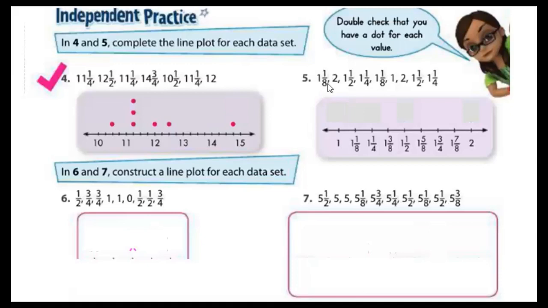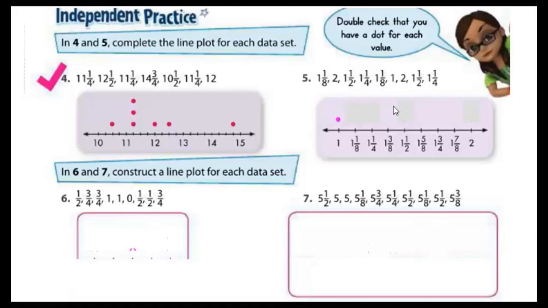1 and 1 over 8, 2, 1 and a half, 1 1/4, 1 and 1 over 8, 1, 2, 1 and a half, 1 and 1/4. So in this question, I'm going to select the least value we have here. Here is 1. Is there any repetition for 1 as a whole number? No, Mr. Lee, just 1. So I'm going to represent it by 1 dot over.